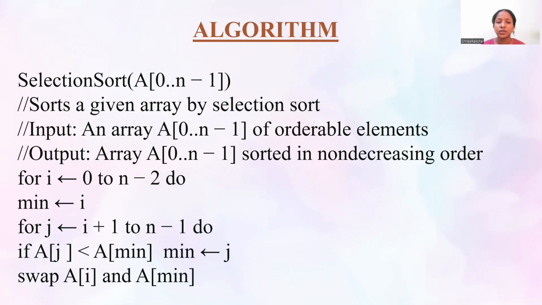Step 1: for i equals 0 to n minus 2, we set min equal to i. For j equals i plus 1 to n minus 1, if A of j is less than A of min, we set min equal to j. Then we swap A of i and A of min. Let's see an example.